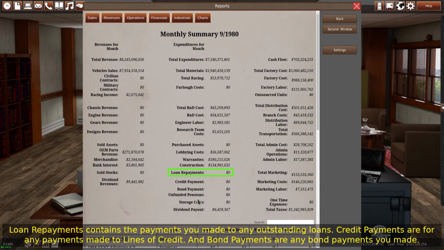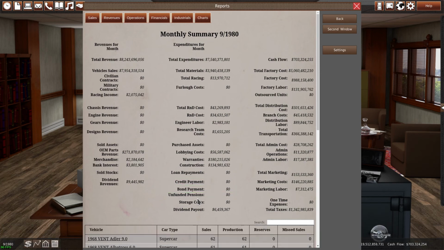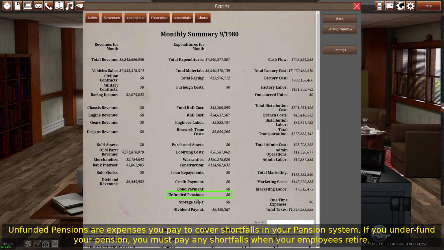Loan repayments contains the payments you made to any outstanding loans. Credit payments are for any payments made to lines of credit. And bond payments are any bond payments you made. Unfunded pensions are expenses you pay to cover shortfalls in your pension system. If you underfund your pension, you must pay any shortfalls when your employees retire.